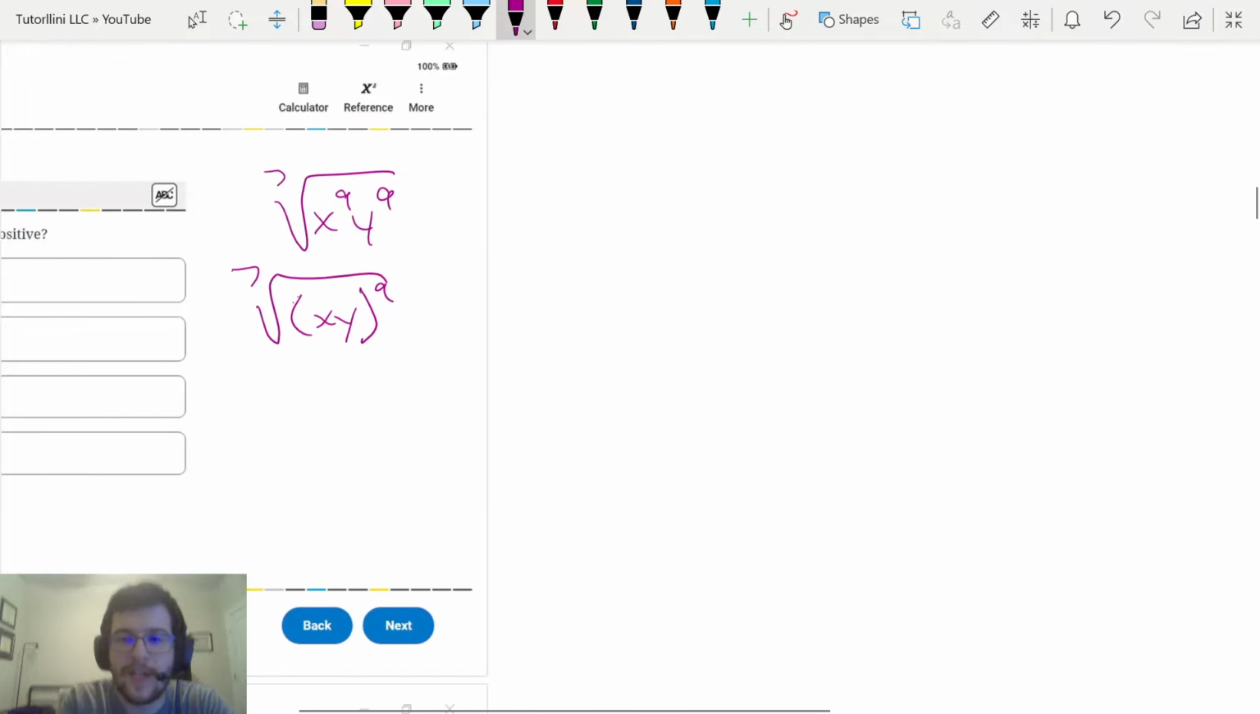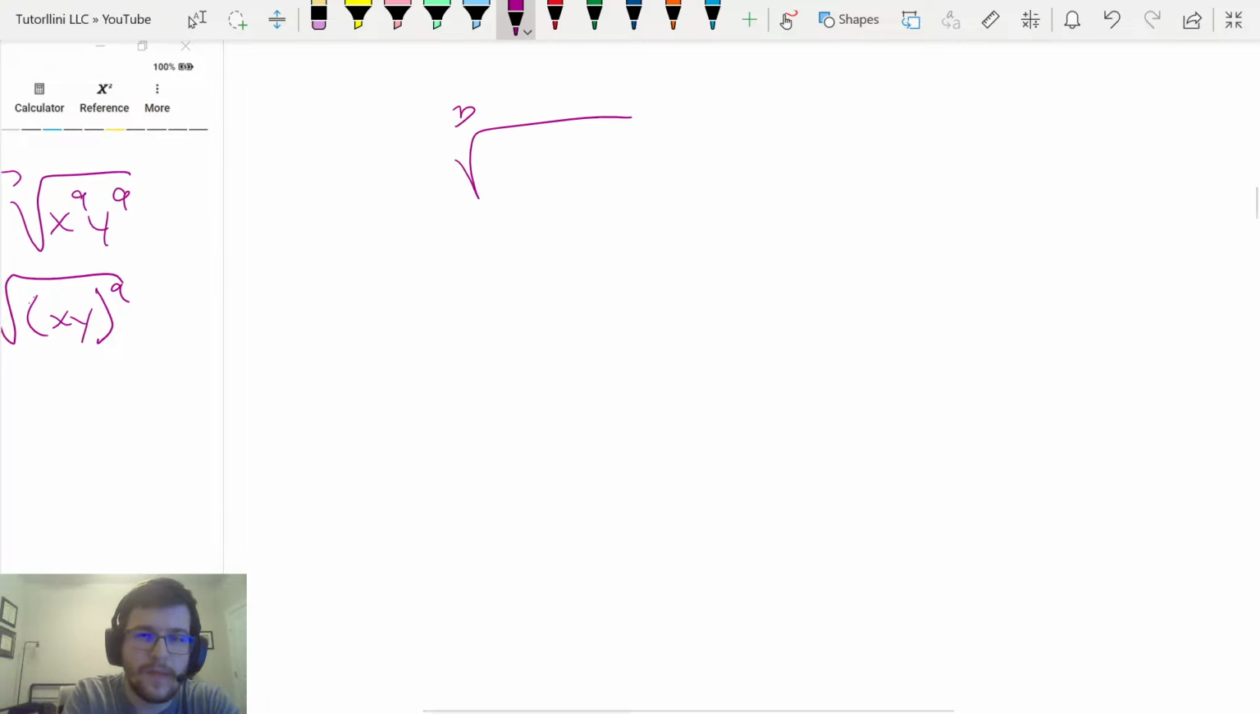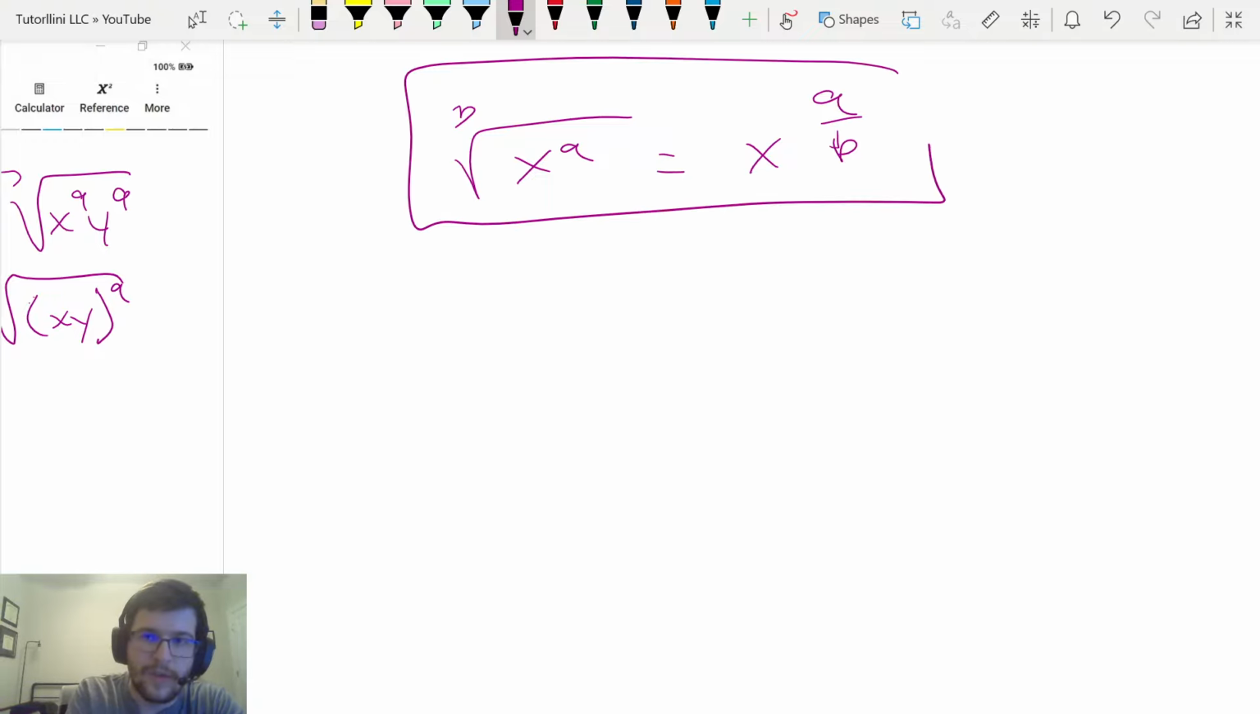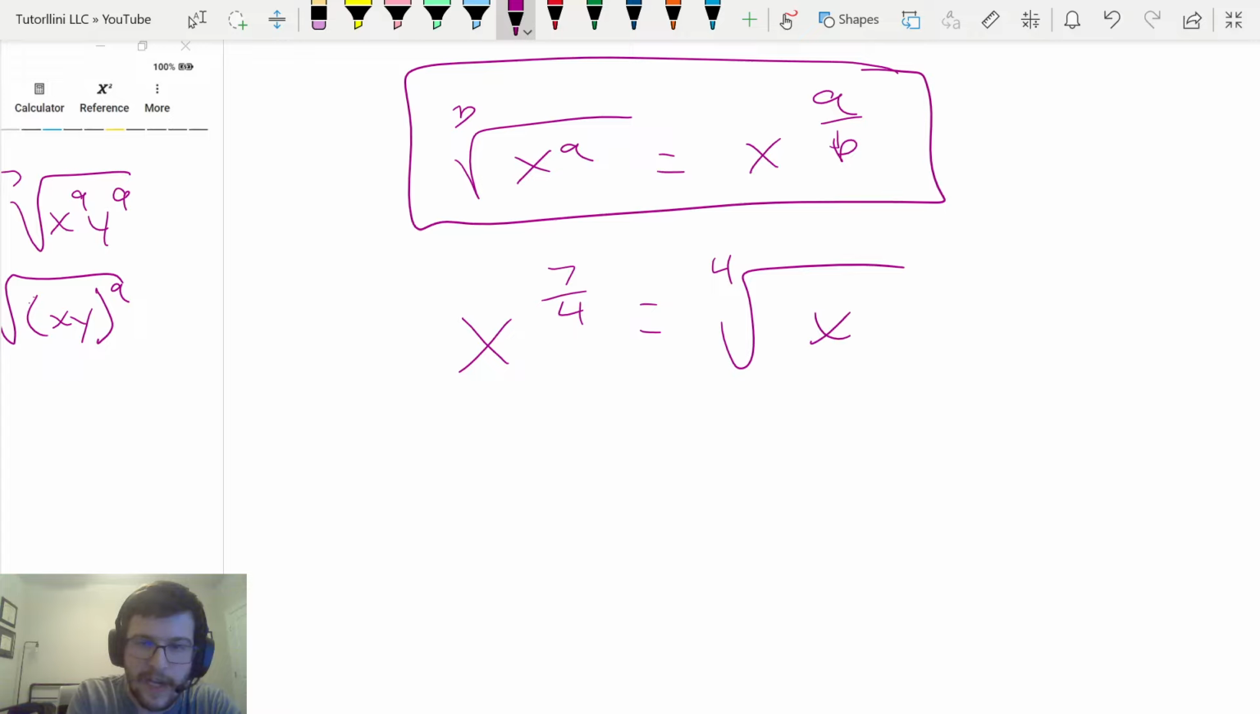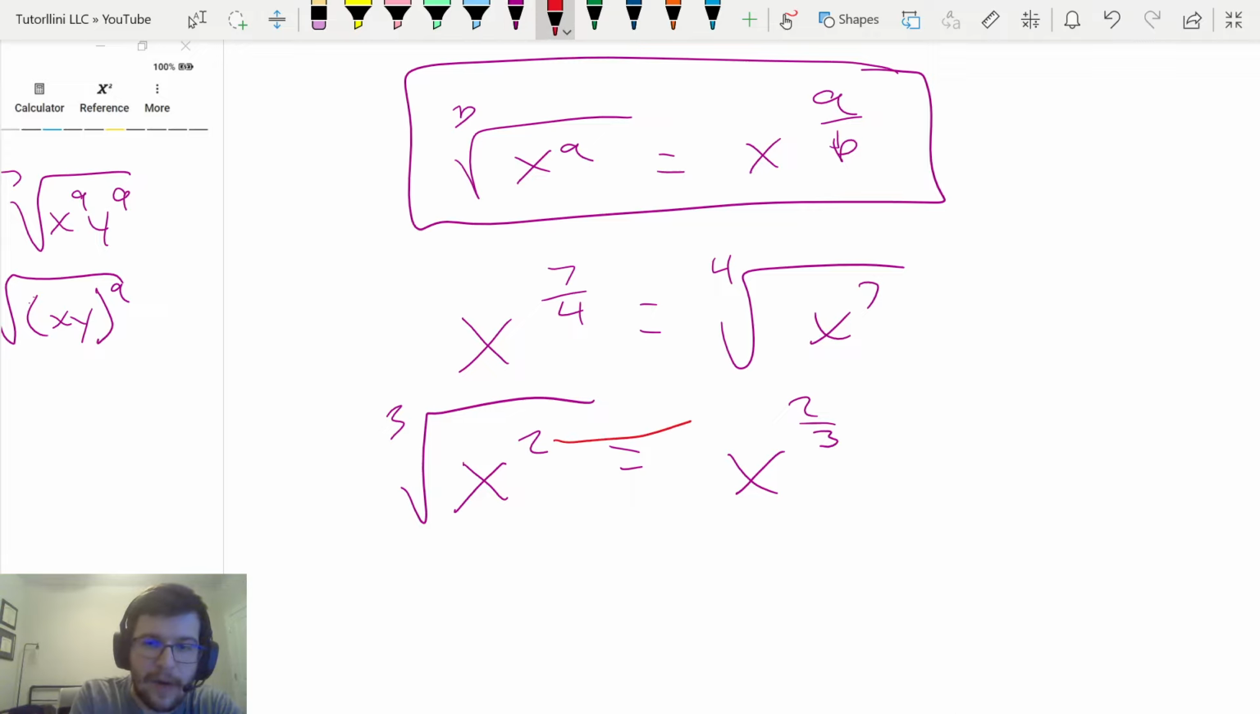And now fractional exponents, the bth root of x to the a is equal to x to the a over b. So for example, x to the 7/4 would be the 4th root of x to the 7. Another one, let's say I had x squared and I took the cube root. That would be x to the 2/3. So see how the power always goes on top and then the root always goes on the bottom. So that's something you got to know. They test on this all the time.